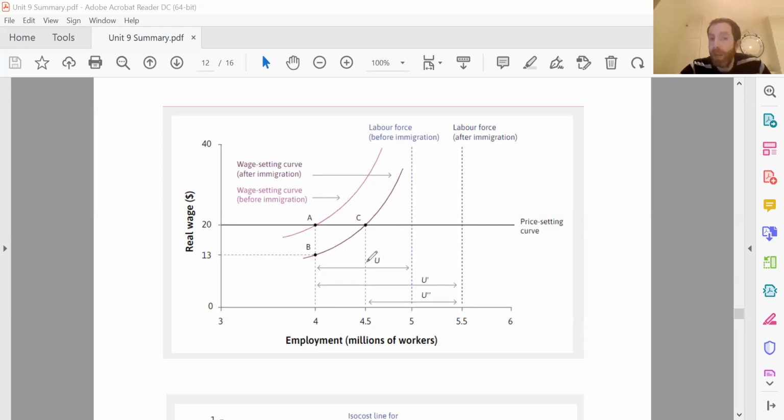But then suddenly when the labor force expands, you still only have 4 million people employed initially, but now all those people, U, plus those extra immigrants who are now all unemployed. So what impact does this have?